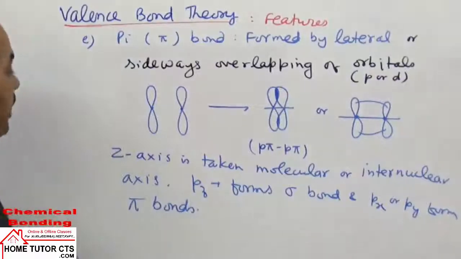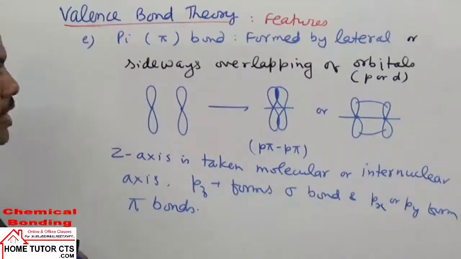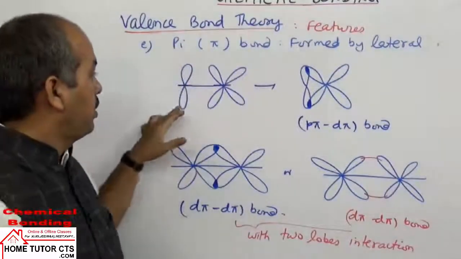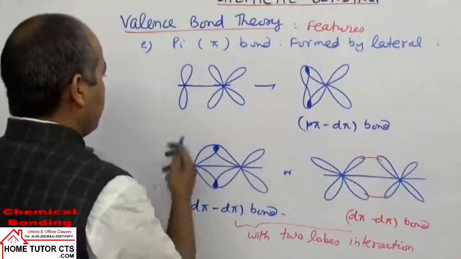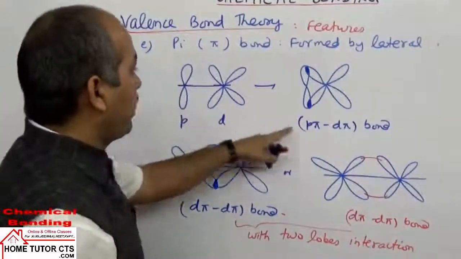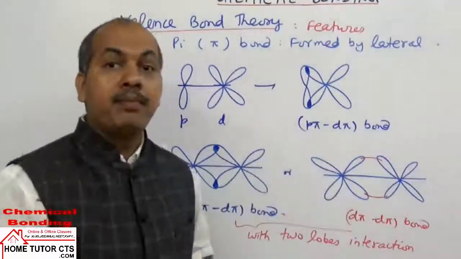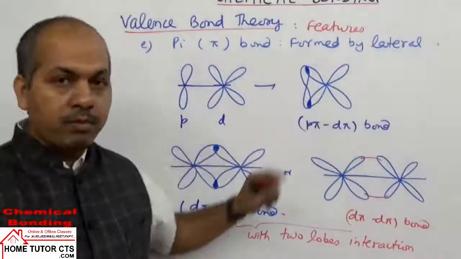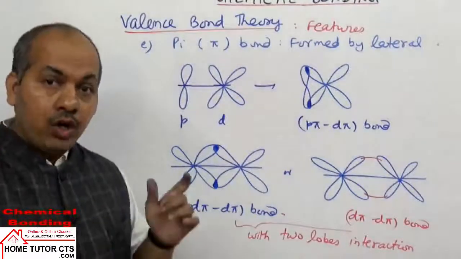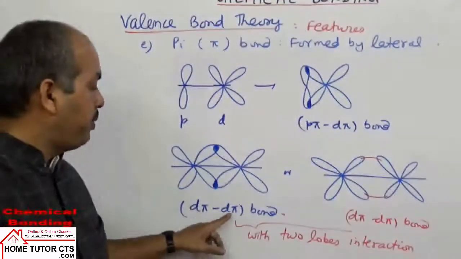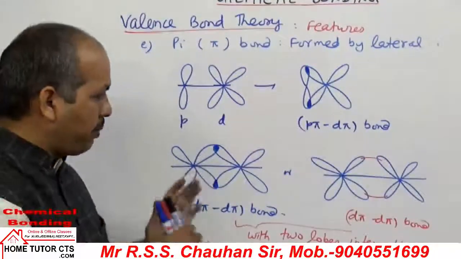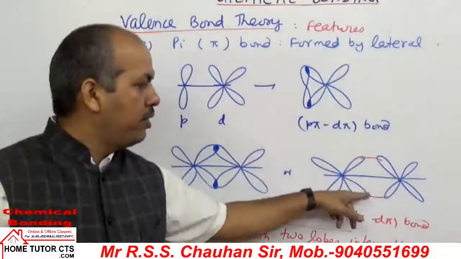Now we can also have pi bond formation by overlapping of p and d orbitals. When p orbitals and d orbitals overlap laterally, sidewise, they form the pi bond called the p pi d pi bond. Or d orbitals can overlap. When d orbitals overlap laterally, they form the d pi d pi bond, and we can show it this way, with the overlapping or interaction of the given 2 lobes.